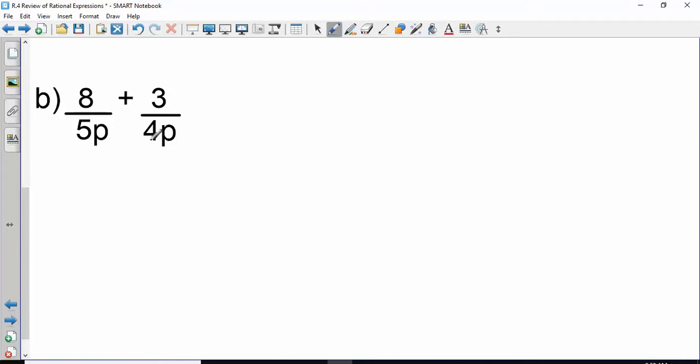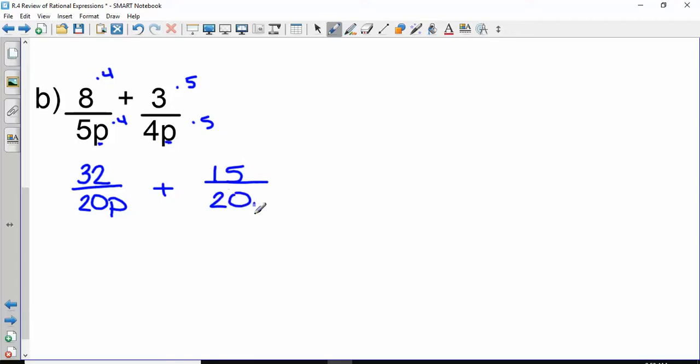Looking at this, both of these denominators already have the p. So I really just have to work on getting those numbers to match. What could I multiply the first one by? 4. Do it on top and bottom. And the second one needs 5 on top and bottom. So I get 32 over 20p plus 15 over 20p. So now we can add them together.